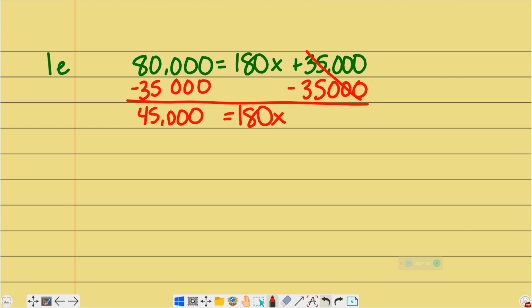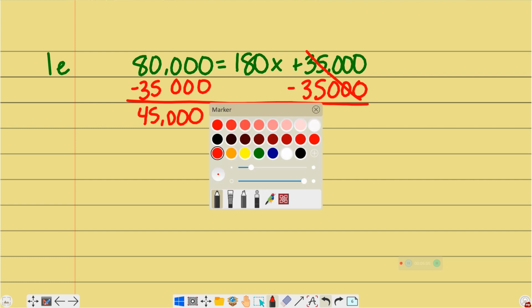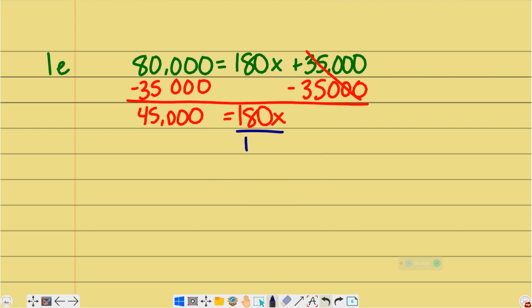Then to solve for x, we need to divide by 180 on both sides. Those divide out. We have x is equal to 250. That is in weeks.